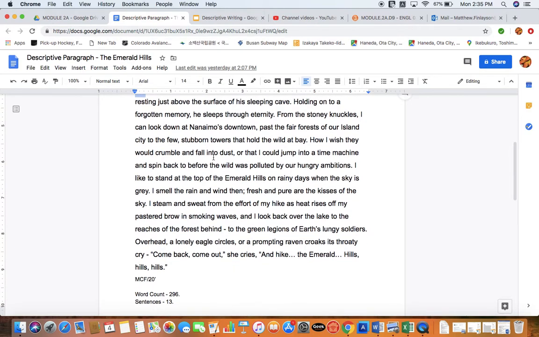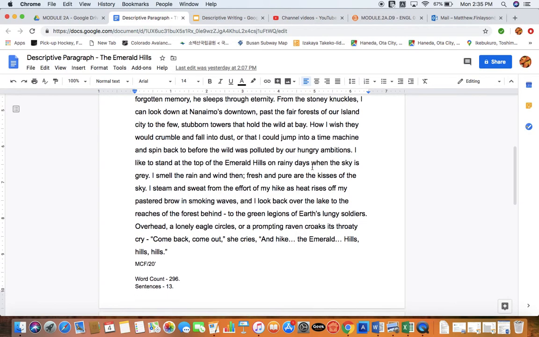How I wish they would crumble and fall into dust, or that I could jump into a time machine and spin back before the wild was polluted by our hungry ambitions. So now I'm starting to get into the feeling of the writer, talking about what the writer is thinking about as he sees this scene, looking from the forest down towards the city.